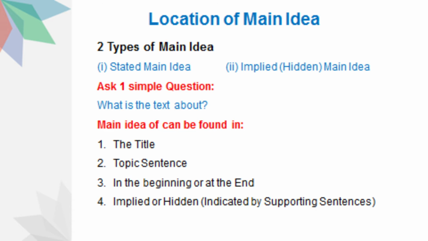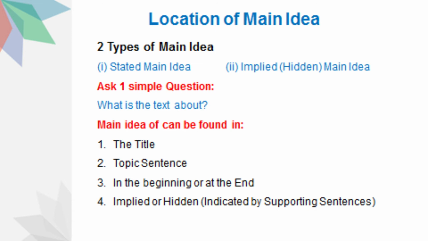Remember that there are two types of main ideas as used by the writers in the different texts. Number one I call the stated main idea, and number two is the implied or hidden main idea. By stated main idea, I mean that in the beginning, in the opening or in the introduction, the writer gives that main idea. It can be found in a sentence, and that is why we call it the stated or the written or the present main idea.